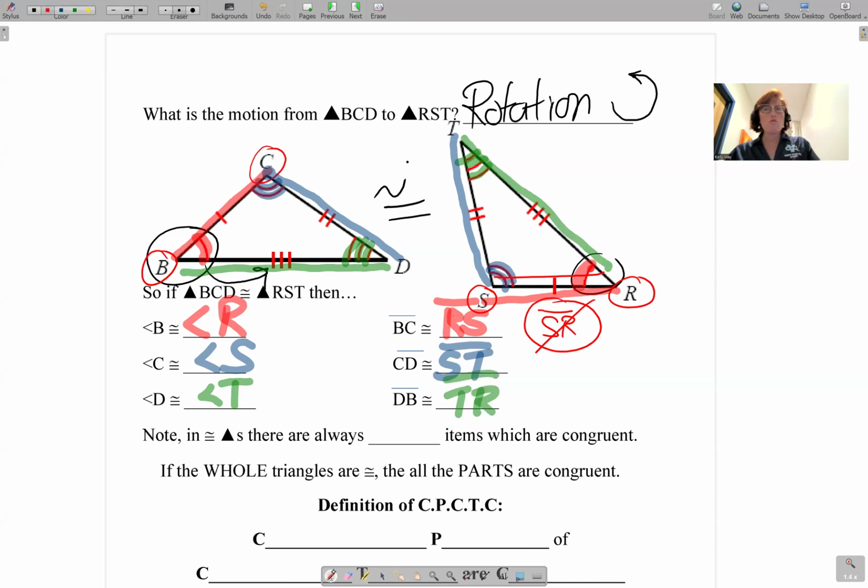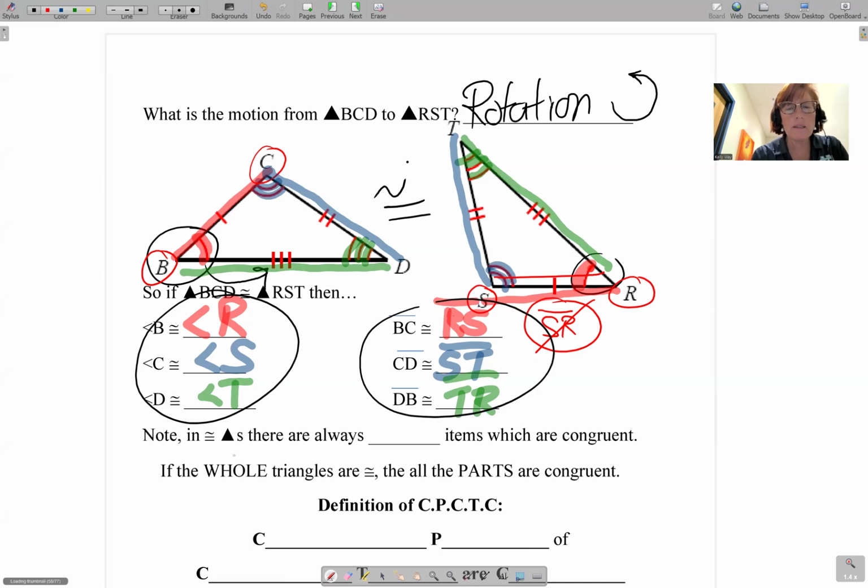So when triangles are congruent, there are a total of 6 pairs of items congruent. So kind of put your hands like this and repeat after me. Say whole triangle equal. Then spread your fingers out. Say all the parts are equal. Whole triangle congruent. All the parts are congruent. Do it again. Whole triangle congruent. All the parts are congruent.